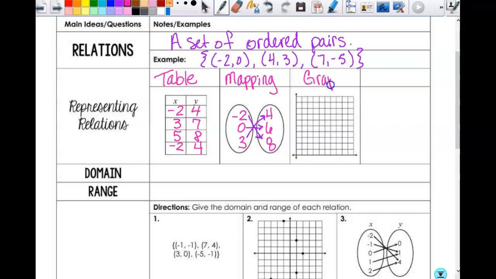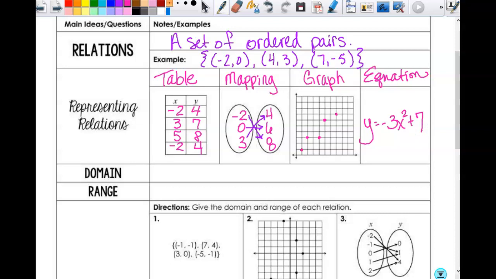Then we have the graph. Don't worry about exactly where I'm putting my points. I'm just putting some random points on here, so there's no need for you to count on that tiny grid and try and make it exactly like mine. Just put some on there. And then the last one is an equation. So we could have y equals -3x squared plus 7. Okay.